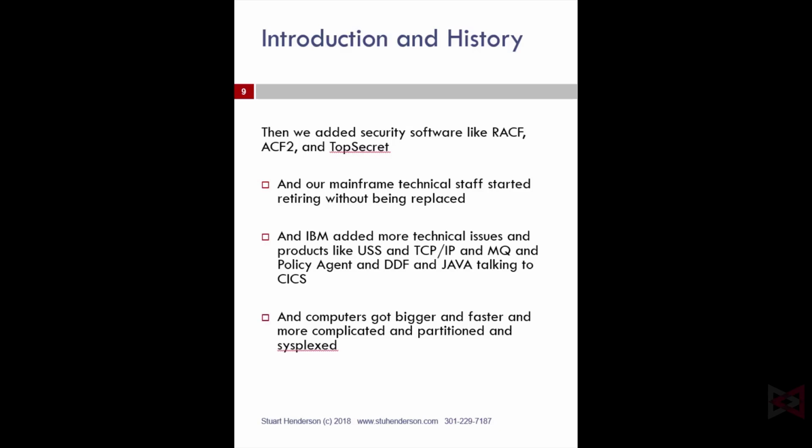They added Unix, USS to the mainframe. On top of that, they added TCP/IP. Then they added MQ series for message queuing in financial institutions. They added Policy Agent, the firewall for TCP/IP, and the distributed data facility to talk to DB2. And then this blows the distributed people away. Java talking to CICS, because you can run Java on the mainframe. You can do almost anything on the mainframe. It got more complicated, and then we partitioned CPUs into LPARs, and we combined them into sysplexes. Couldn't have gotten any more complicated.